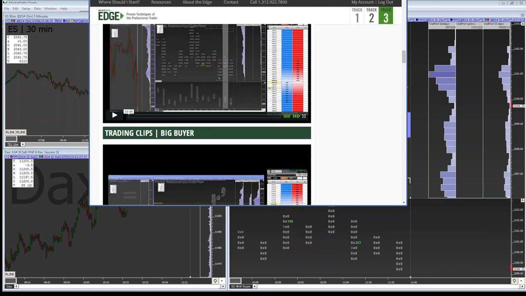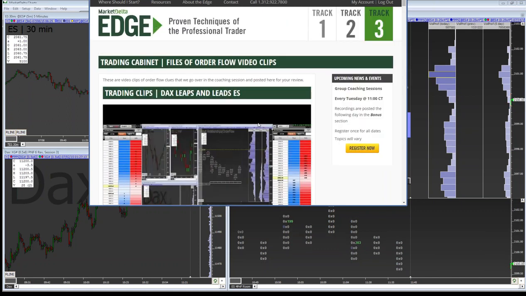real quick. Let me stop the recording a second, and I'll pick right back up on it. Just to make sure everybody's on the same page here. You're in your Track 3 portal, okay? If you're obviously logged in, make sure you're logged in. You'll see the yellow register button and everything. But go down to the bottom, and it's this Trading Cabinet, Files of Order Flow Clips. Click on it.